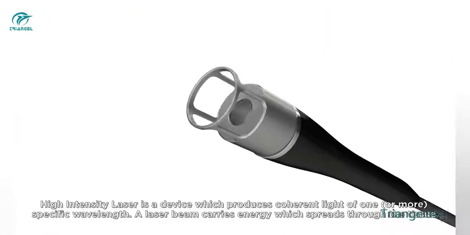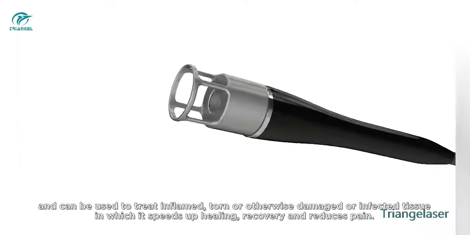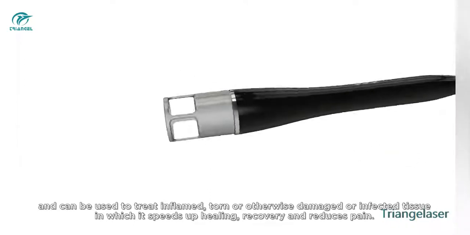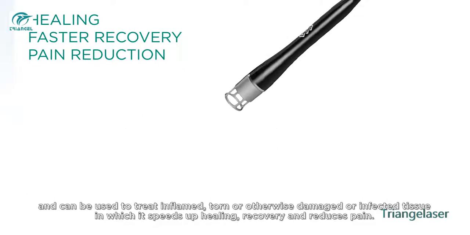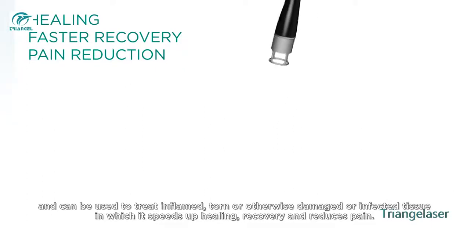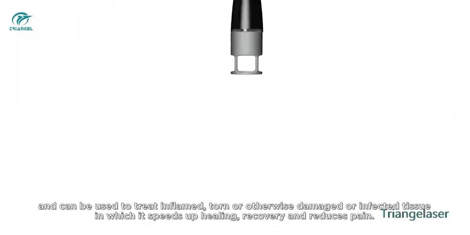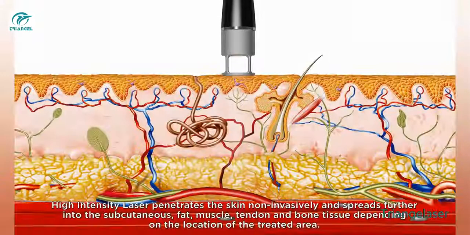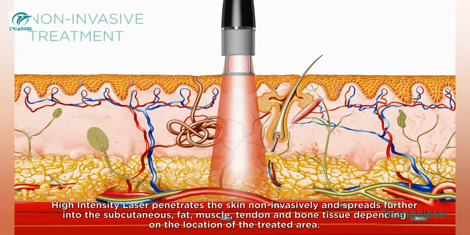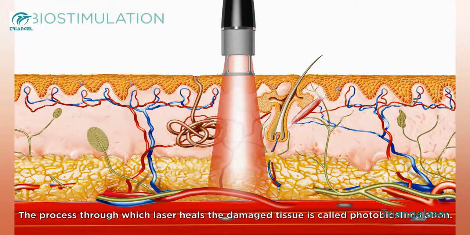Energy which spreads through the tissue and can be used to treat inflamed, torn, or otherwise damaged or infected tissue, in which it speeds up healing, recovery, and reduces pain. High-intensity laser penetrates the skin noninvasively and spreads further into the subcutaneous fat, muscle, tendon, and bone tissue, depending on the location of the treated area. The process through which laser heals the damaged tissue is called photobiomodulation.